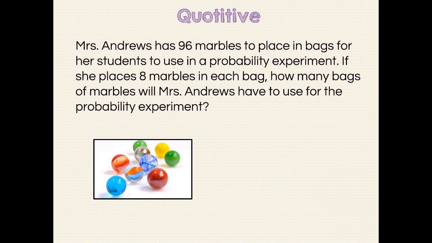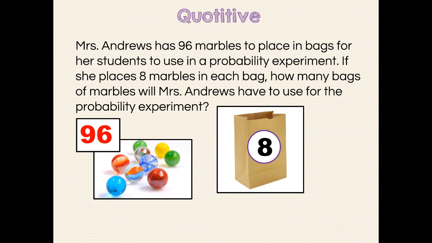Let's also take a look at a quotitive illustration. Mrs. Andrews has 96 marbles to place in bags for her students to use in a probability experiment. If she places 8 marbles in each bag, how many bags of marbles will Mrs. Andrews have to use for the probability experiment? We know the number of items in each group, 8 marbles, and we're trying to find the number of groups, how many bags of marbles we'll have.